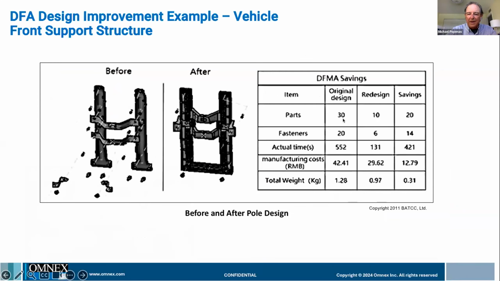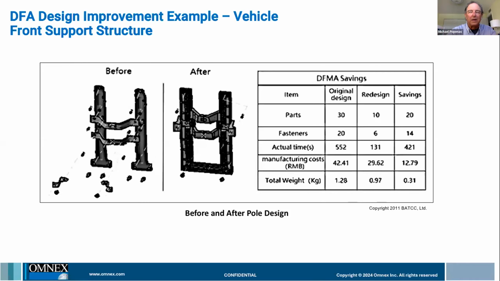Here was the original design. They had 30 parts. They got it down to 10 by looking at how we can combine parts that are close to each other, next to each other, not too dissimilar from one another. Got rid of fasteners from 20 to 6, right? Actual assembly time in seconds, 552 down to 131 seconds. Costs, these are R&D, cut those down. Costs will come along. Look at complexity. Fasteners are a huge opportunity.